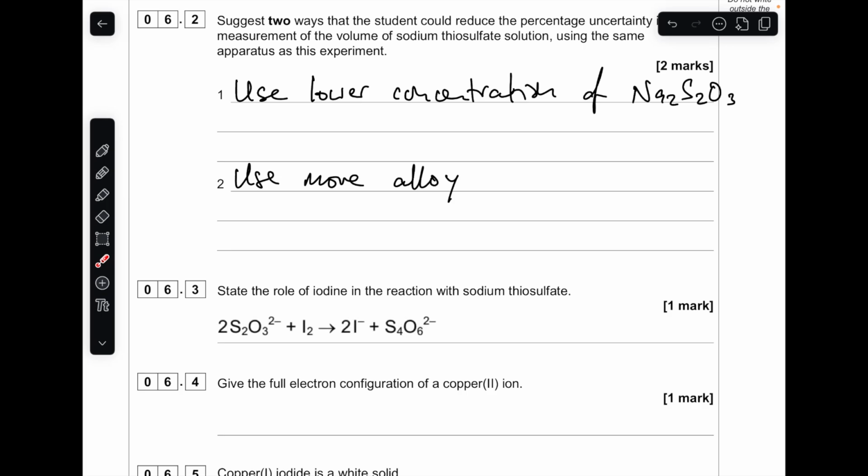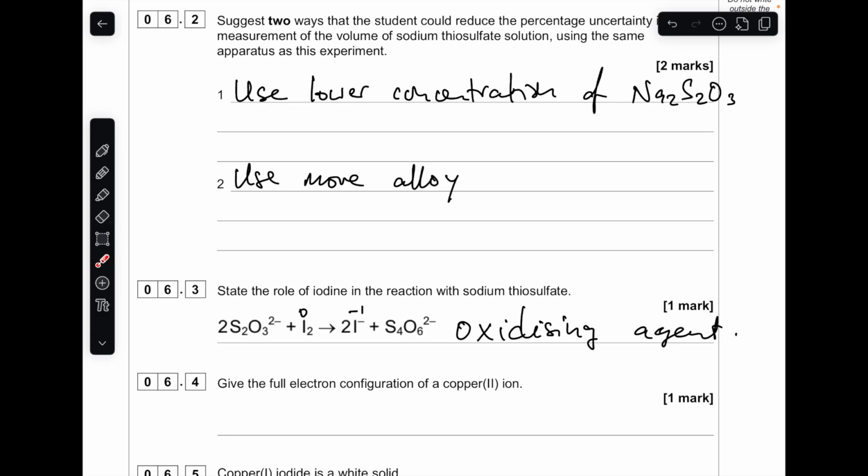Number 3, state the role of iodine in the reaction with sodium thiosulfate. Well, there's the equation there. Let's just think about what's happened to the iodine. It's gone from oxidation state 0, so as the element, to -1. So the iodine's been reduced, which means it's acting as an oxidising agent.